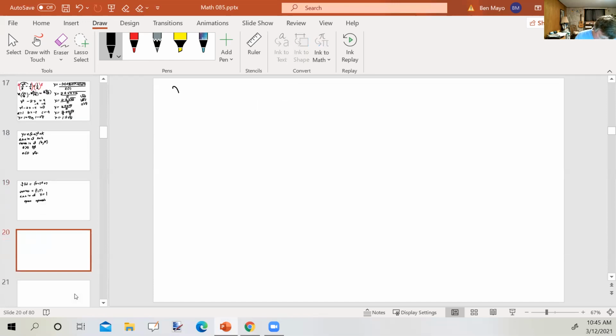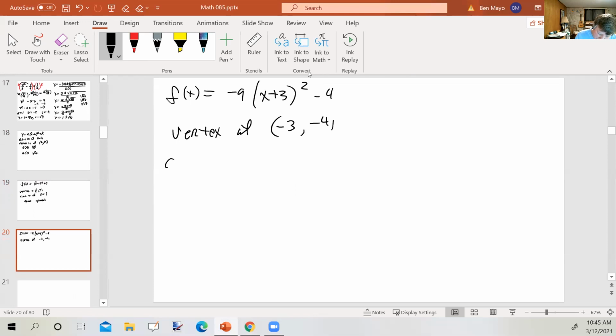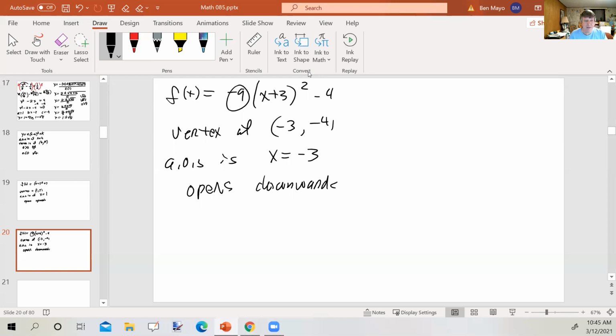This says f of x equals -9 times the quantity x plus 3 squared minus 4. The vertex would be at -3, -4. The axis of symmetry is x equals -3, and this opens downwards because a is negative.